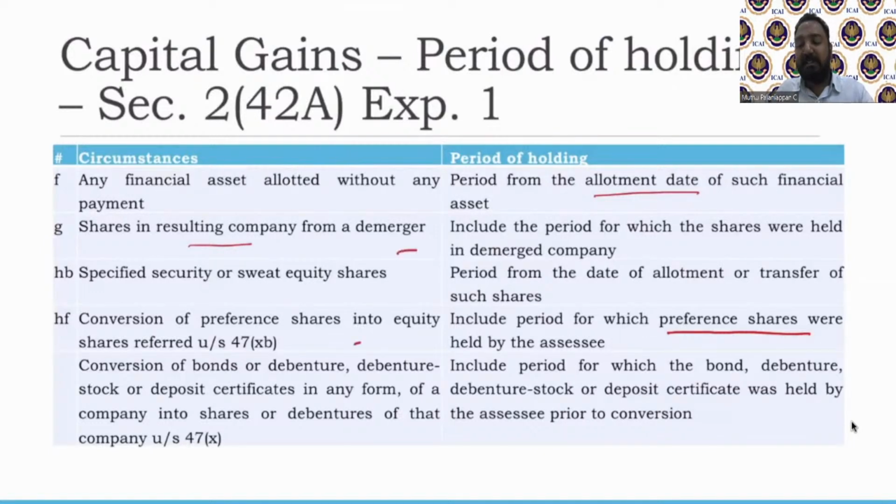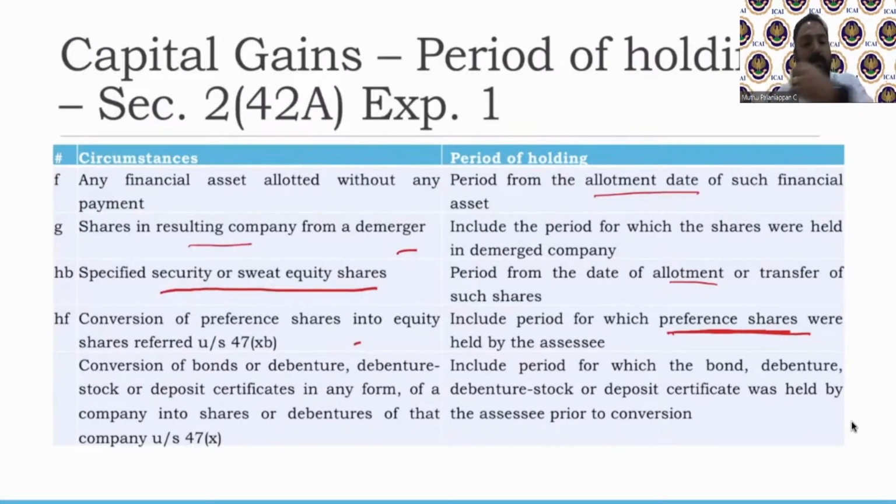But here it is demerger and resulting company. Earlier we said amalgamation. Everywhere you'll have to consider the base. So when it was preference share, you can calculate the period from the date it was held as preference share. Whereas for a specified or sweat equity share, the period is from the date of allotment. So if you see, whenever there is a right share, bonus share or sweat equity share, the period of allotment is what is actually relevant and not any other date. So that's what it is about.